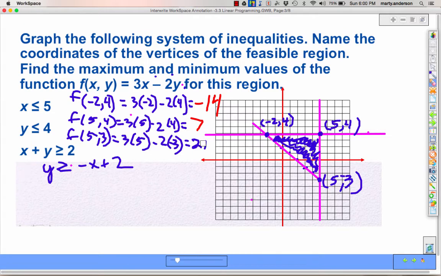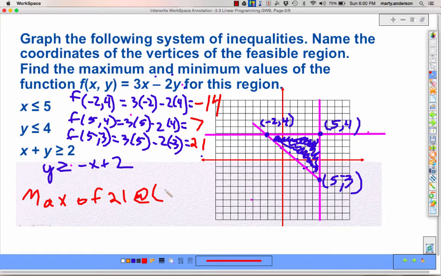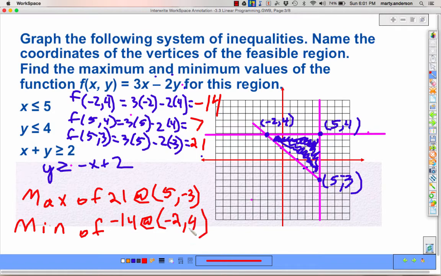Oh, I was doing those in red, wasn't I? So that we can find out what we got going on here. What did I have? 21. So I have a maximum of 21 at 5, negative 3. I have a minimum of negative 14 at negative 2, 4. So they provided us with this equation. When we do word problems, we have to come up with it on our own.